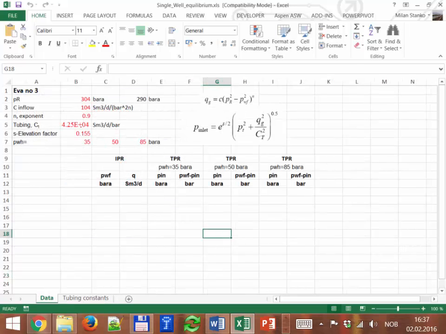So let's make that plot. Let's first calculate the available curve. We're going to do our equilibrium at the bottom hole of the well. So let's write that down.